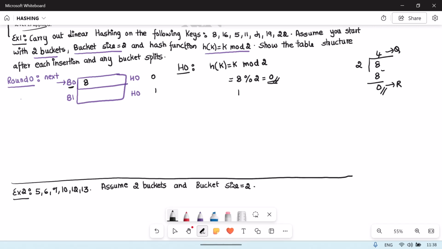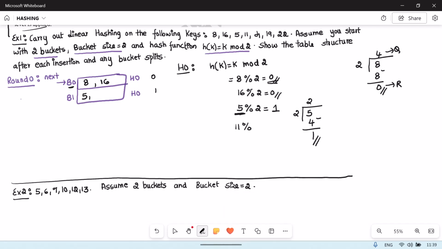Okay. Next one is 16. 16 mod 2 is again 0. So 16 also will come to this bucket B0. Next is 5. I'm taking one value at a time from the question given. So 5 mod 2: 2 times 2 is 4, subtract, 1. So this is 1, and 5 should come here. Likewise 11. 11 mod 2 is 1. So 11 also will come here.